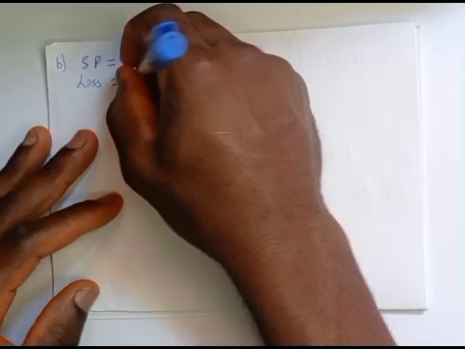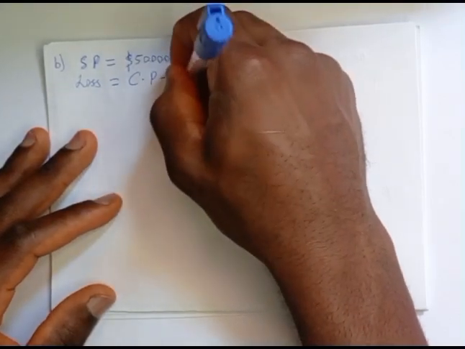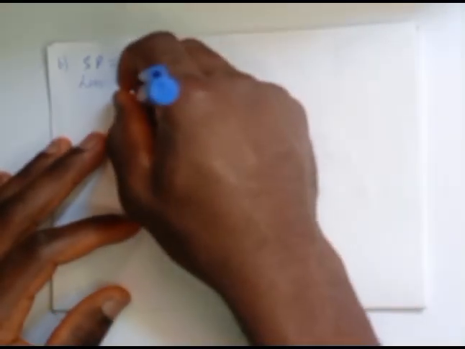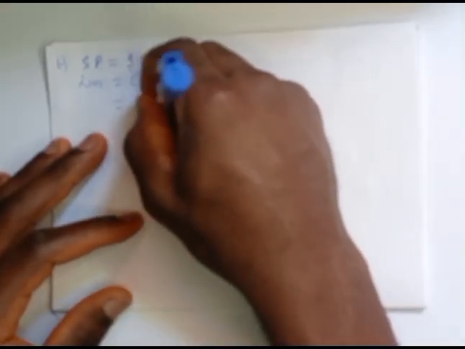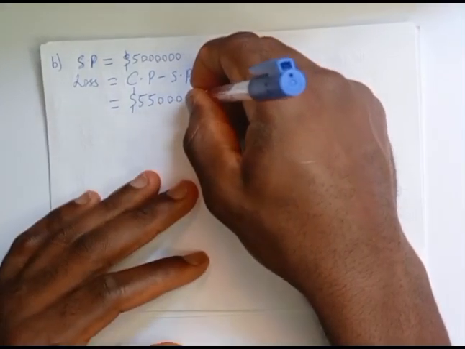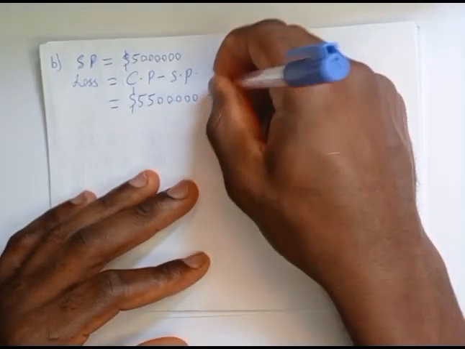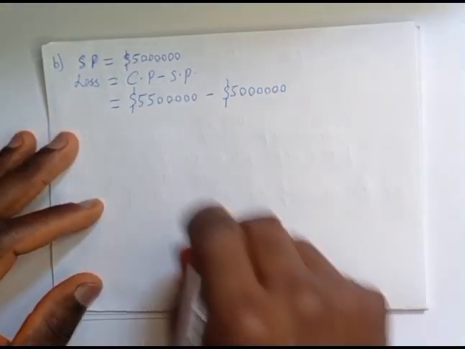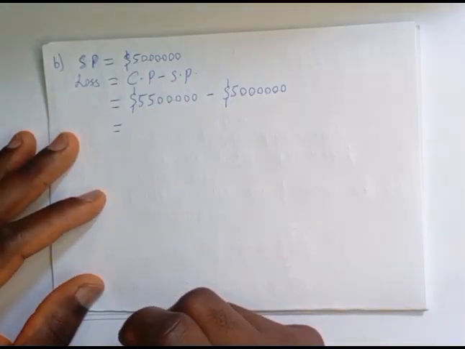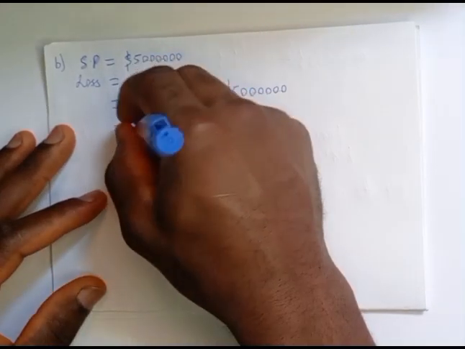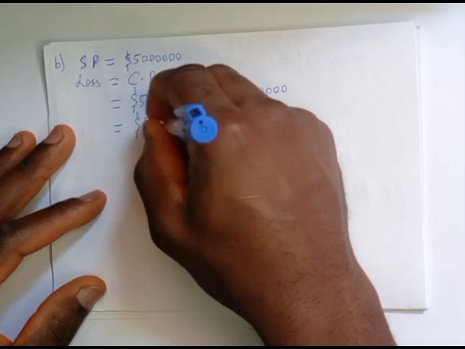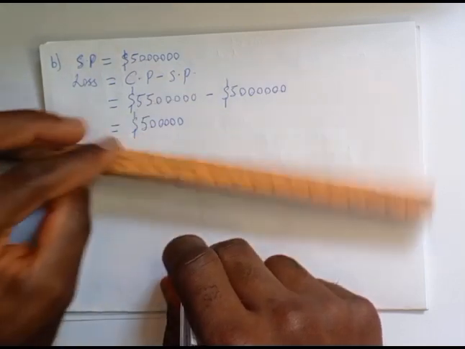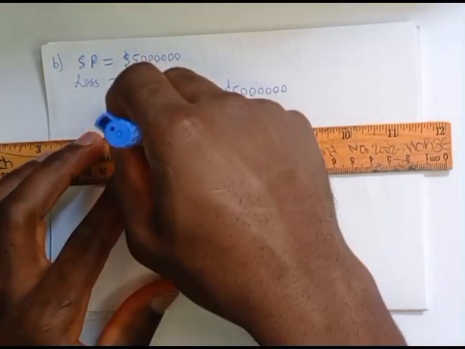Loss is equal to the cost price minus the selling price. You can see the cost price, which is $5,500,000, is higher than the selling price, which is $5 million. This will simply be equal to, performing the subtraction, we are going to obtain $500,000. So this is the loss the man makes after selling the house for $5 million.